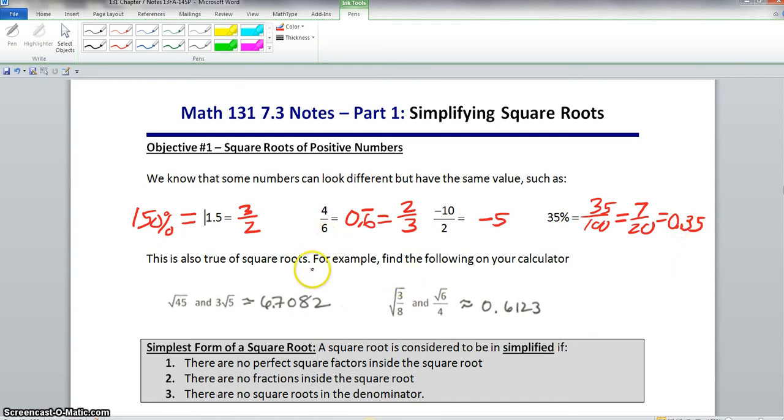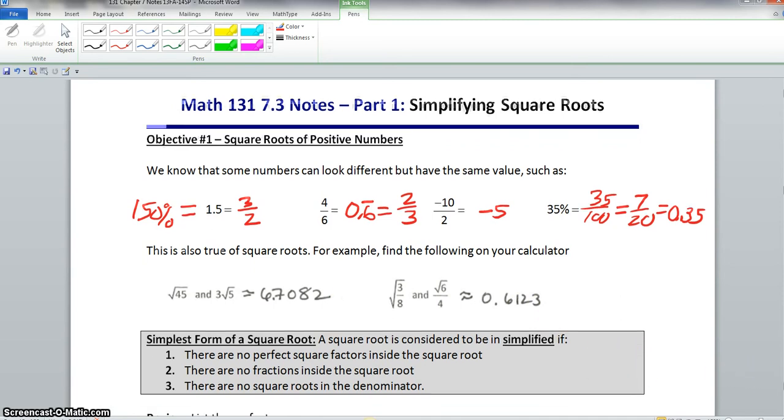Now, this is also true of square roots. For example, find the following on your calculator. If we put in these values, we would get approximately 6.7082. And if we put in these values here, we would get approximately 0.6123. Now, simplest form of a square root.